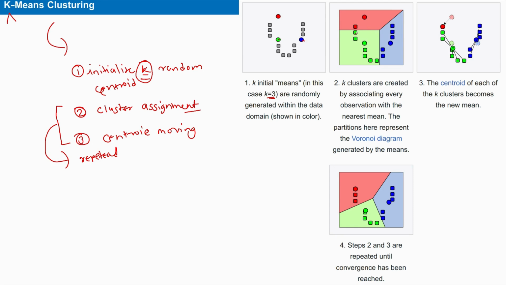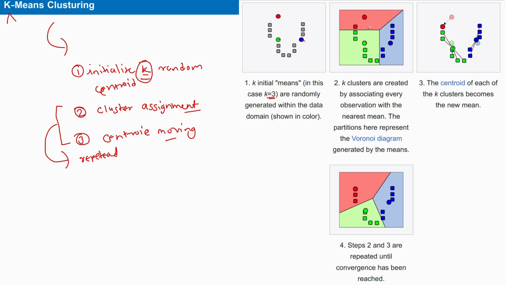And these data points in green are closest to this randomly generated centroid, so they are inside this region. And for this blue centroid, it is closest to all these data points, so they are assigned to this region. After this step is completed, we need to go to the centroid moving step.